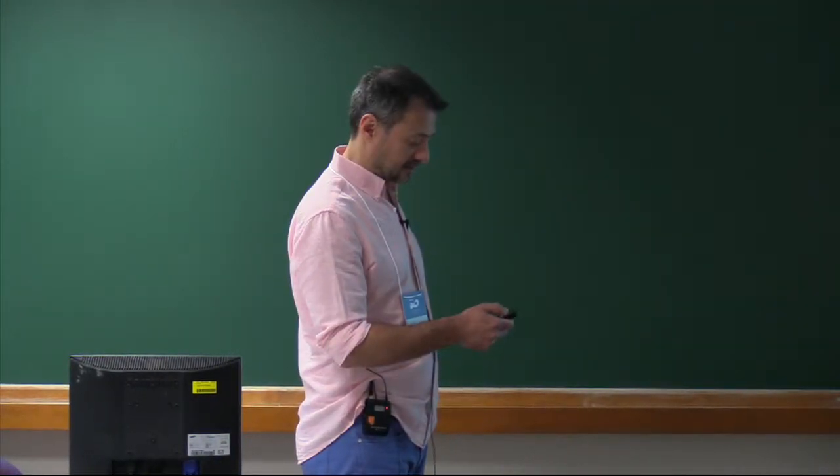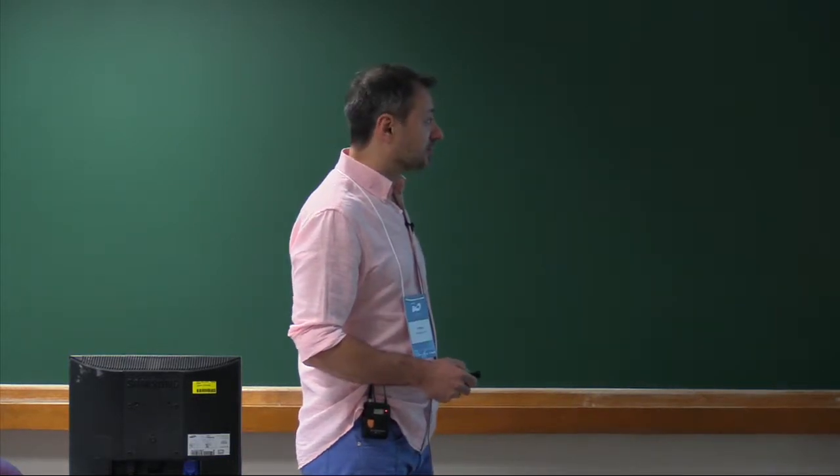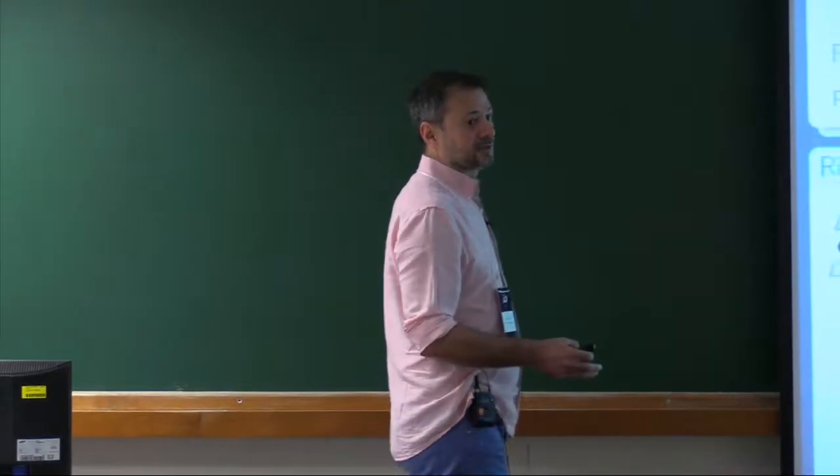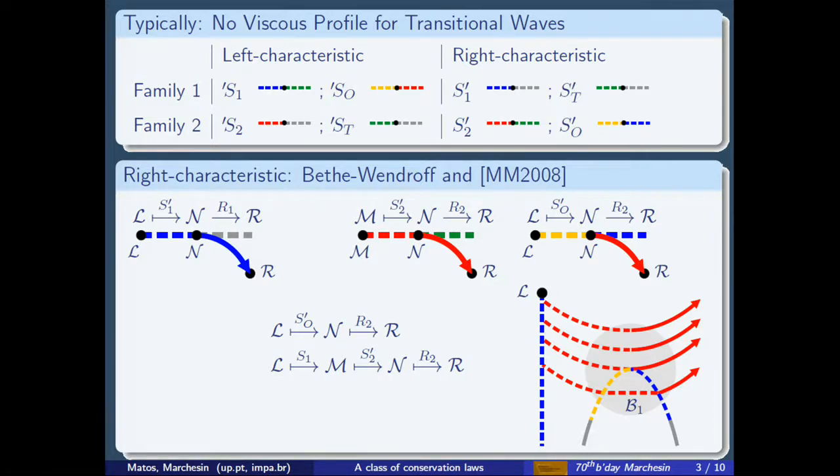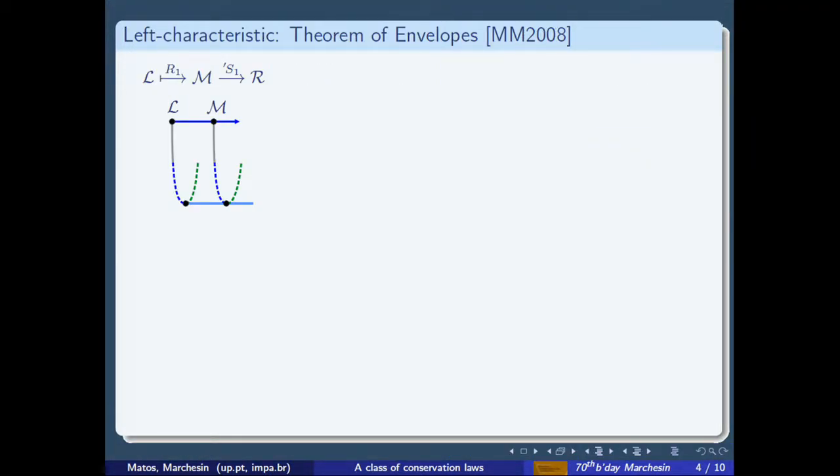Well, this is just a result that depends on Bettwendorf and the triple shock law. It's easy. The result I will show you is a theorem where we prove that the composite curves are the envelope of Hugoniot curves.